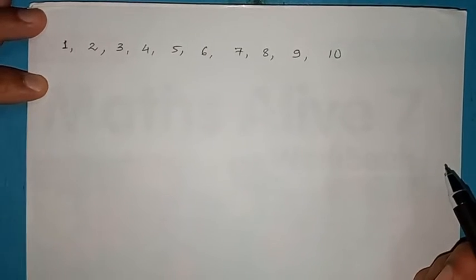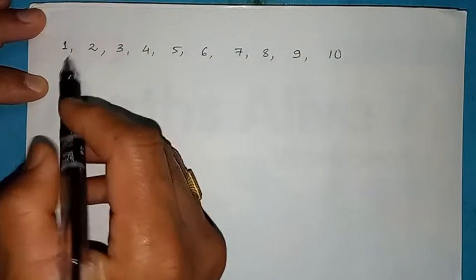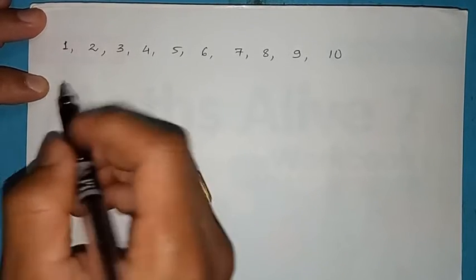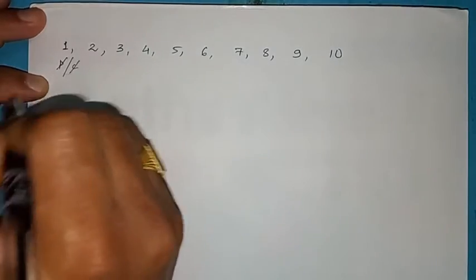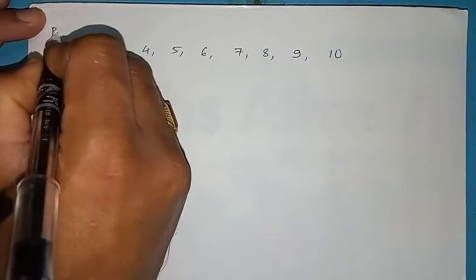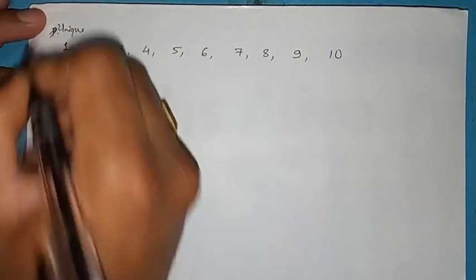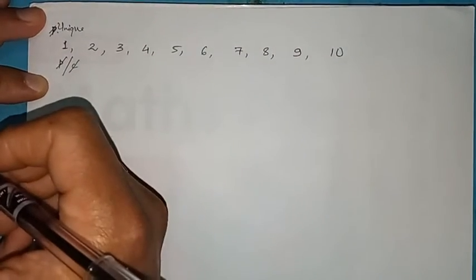Hello students, welcome back. In the last video I explained to you that 1 is neither a prime nor a composite number. So 1 is neither prime nor composite. Rather, it's a unique number, because 1 has only one factor. So that's why 1 is a unique number.